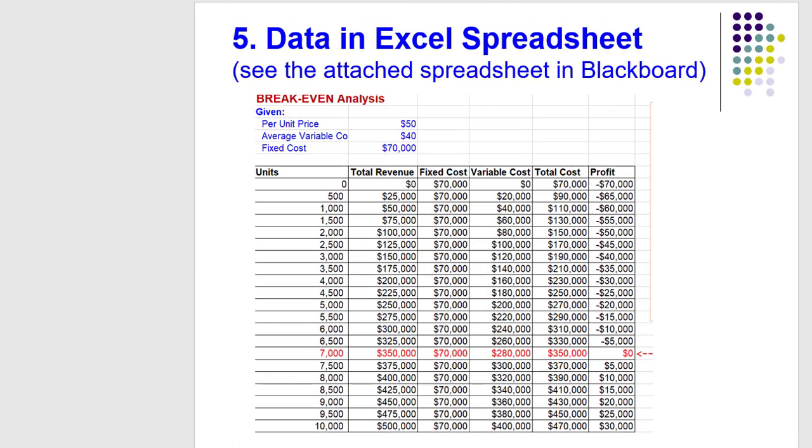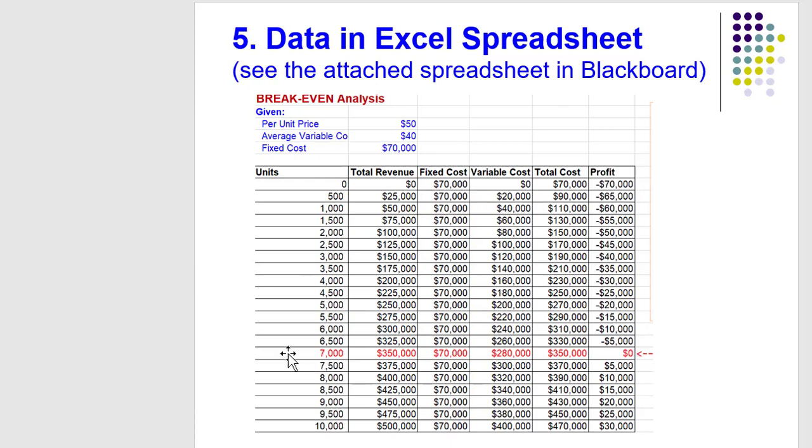This spreadsheet is created based on the first example that was discussed and solved, not the one left as an exercise. Again, the given information, or inputs, are per unit price, average variable cost, and fixed cost. And I created the units in 500 increments, and then these are actually formulas. Total revenue is basically price times units, and I will post the spreadsheet in Blackboard next to this PowerPoint, so you will see all the formulas in there. If you move your cursor, you will see all the formulas.